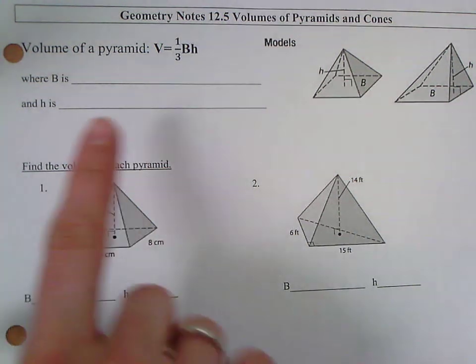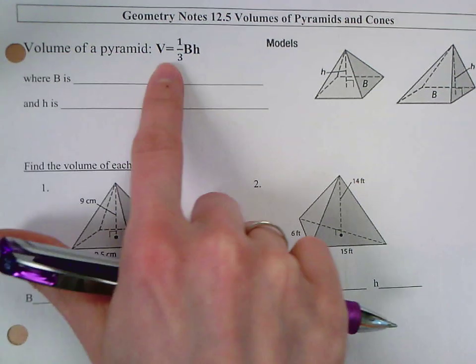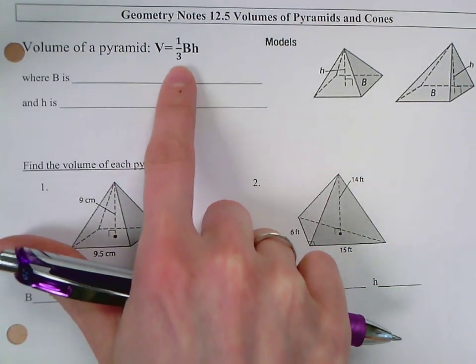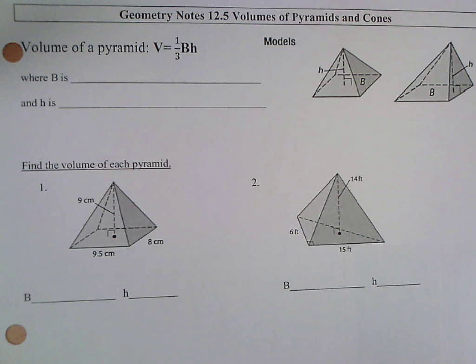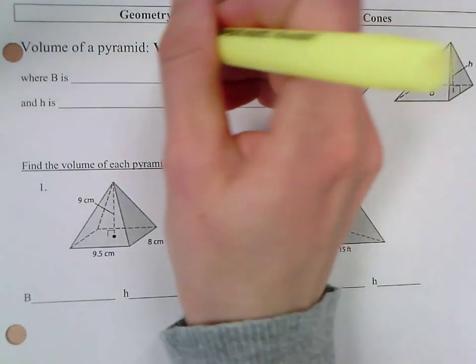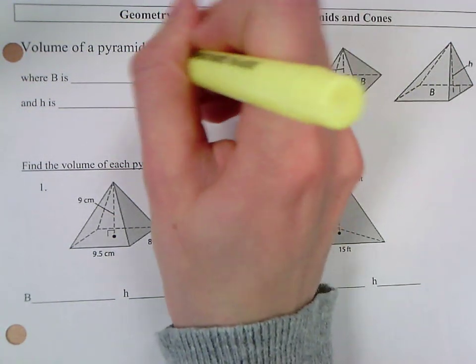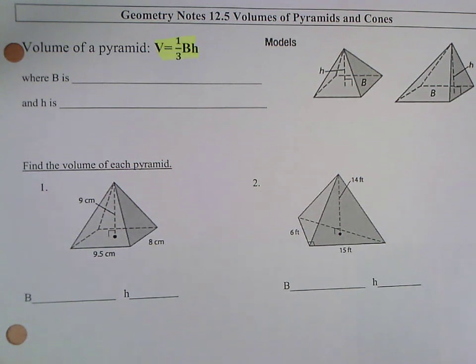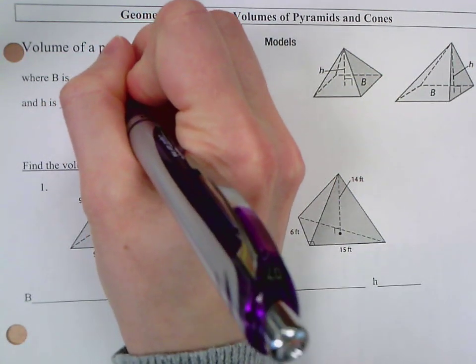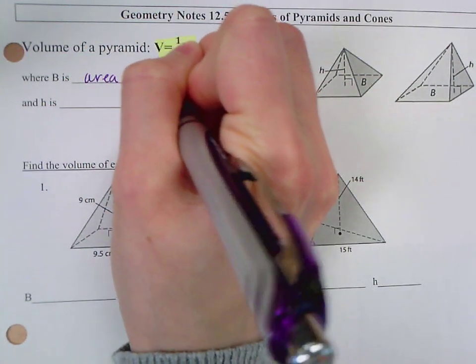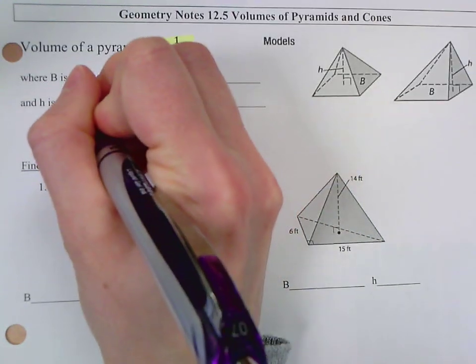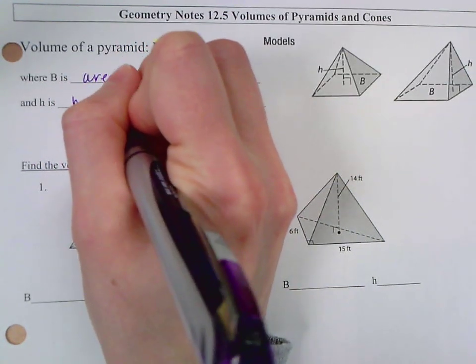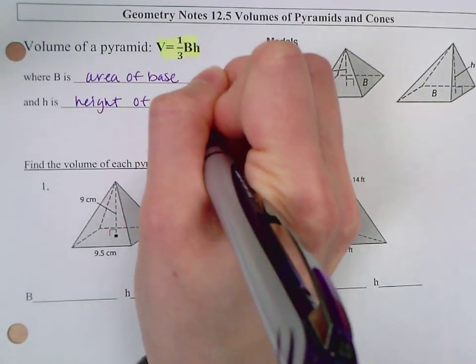I have the formula right here that you need. So the volume of a pyramid, we're starting out with pyramids, is 1/3 times capital B, which again, what does capital B stand for? Area of the base, times H. H is the height of the pyramid.